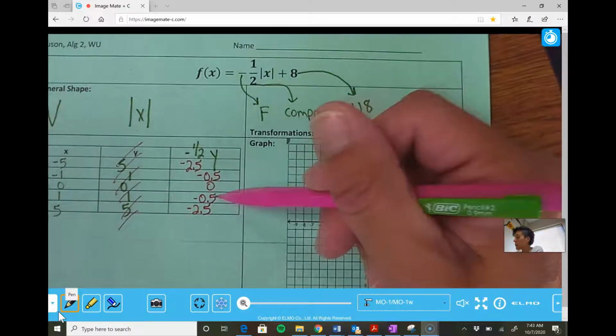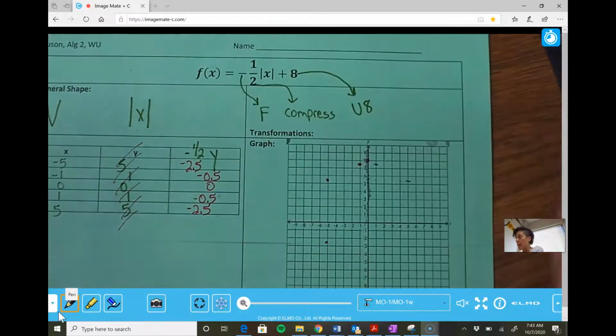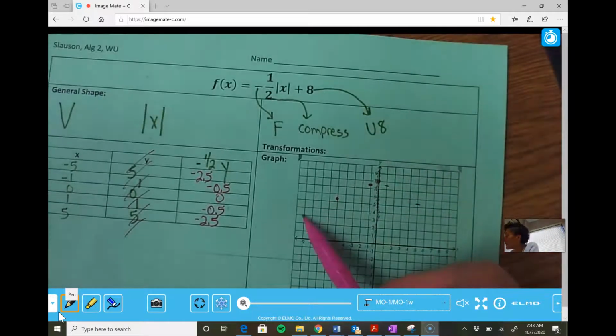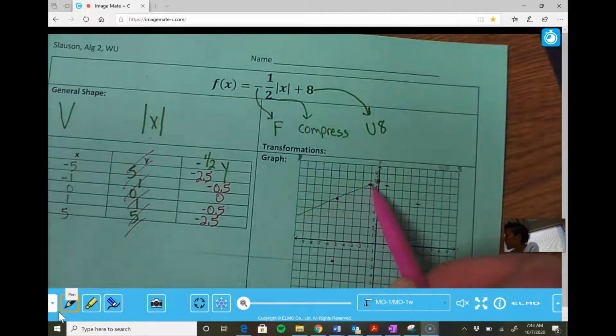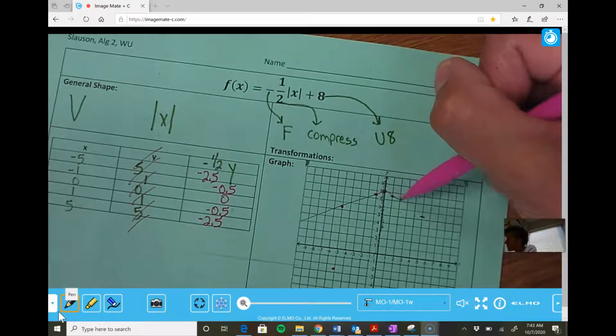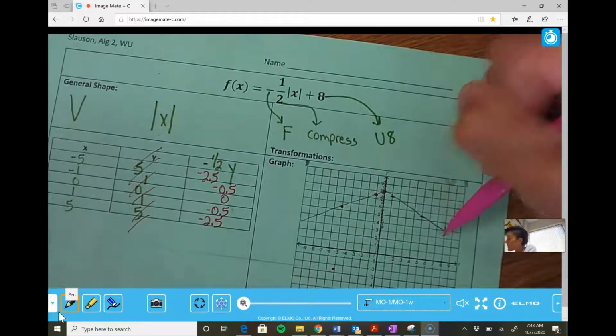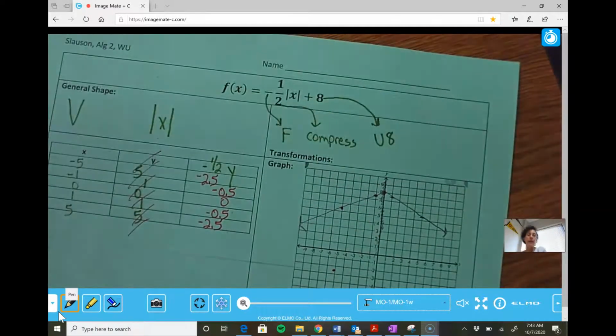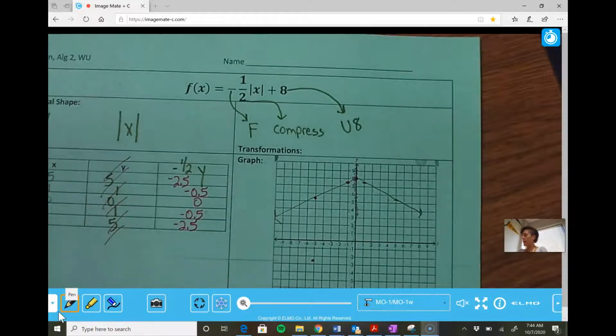Or you can just go through, graph these, and move them up 8. So when I'm done, this is my absolute value shape. So some of you might be tempted right now to just be using your calculator. And the calculator is a great tool to check your answer, but when we do this on the test, you need to start to understand that some of our tests will not have calculator access, so you have to be able to graph these without the calculator.